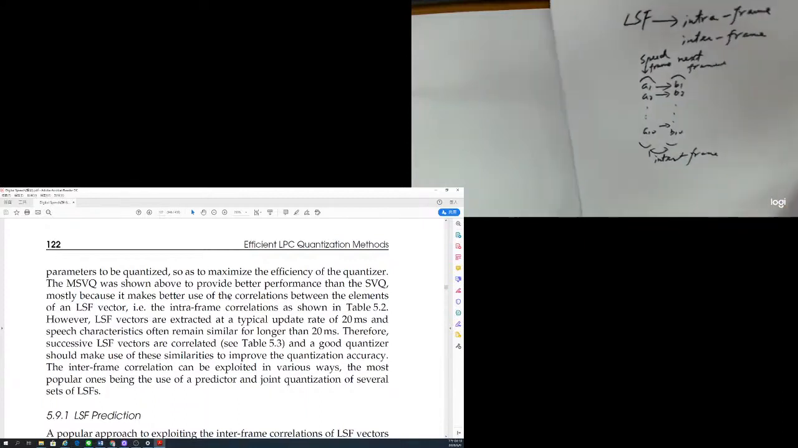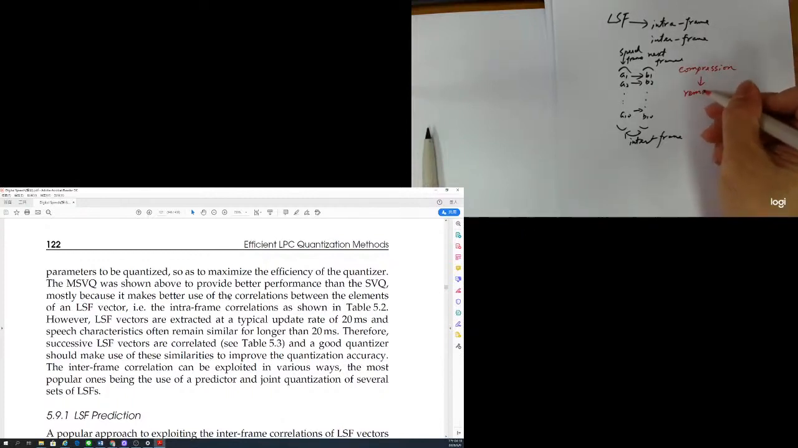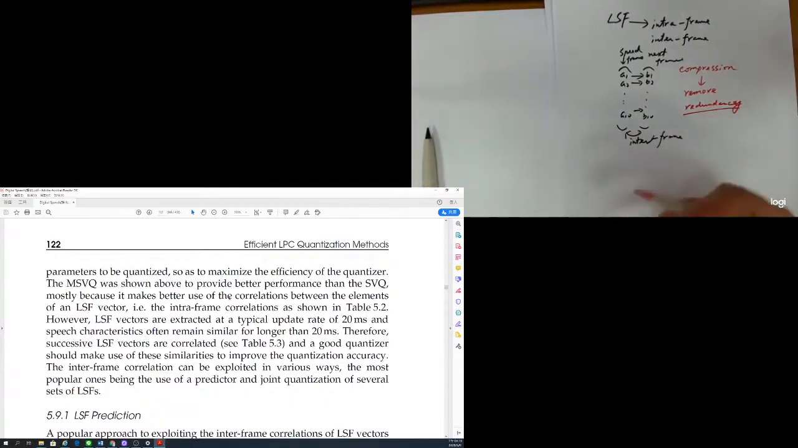Compression, the main idea, is to try to remove redundancy. Try to find some rule inside the data. We can use that rule to make your data more compact. So we try to remove redundancy.